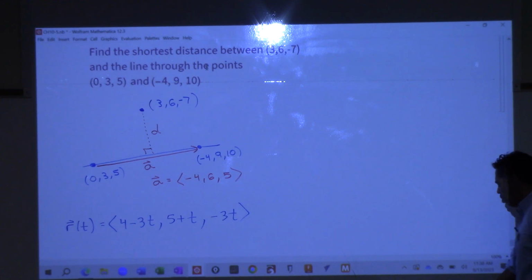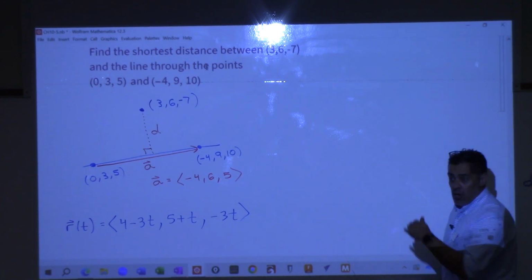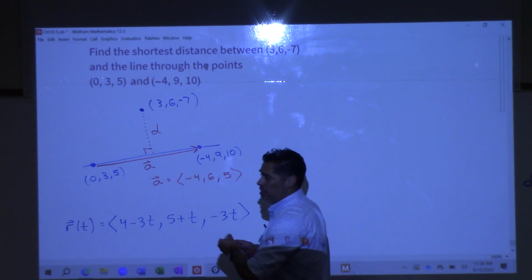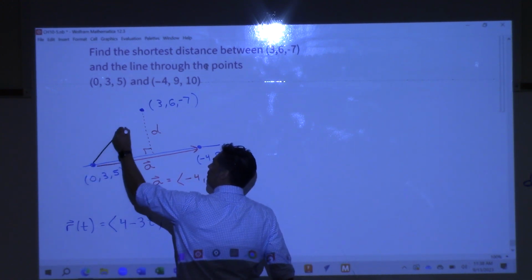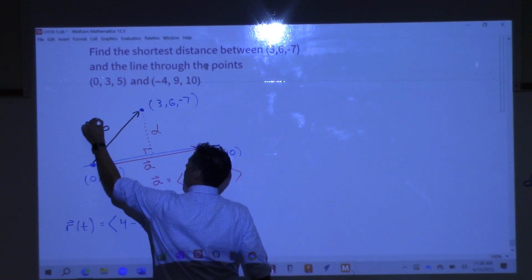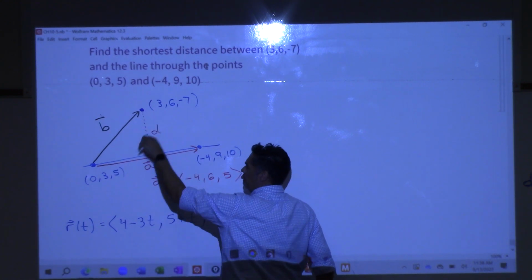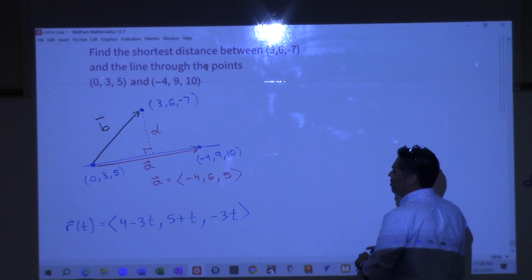And then we need what? The B vector. The B goes from, the vector that goes from any point on our line to the point we're interested in. So how about we go from here to here? Let's use that one. We could have gone from here to here, but I'm just going to go that way. So what's our B vector?